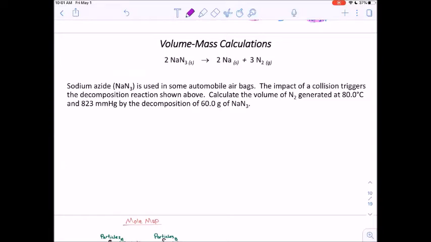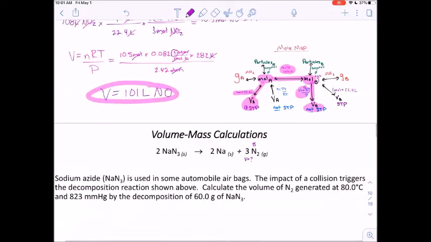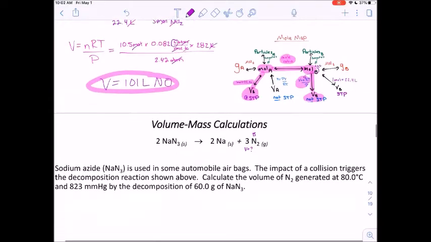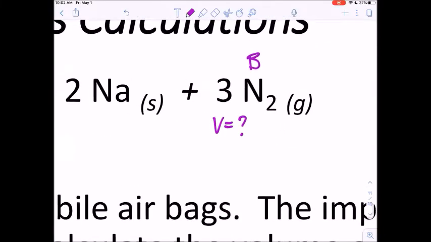The impact of a collision triggers the decomposition reaction that we see above. We're going to calculate the volume of N2. So N2 is my B. I'm looking for information on this, and the information I'm looking for is my volume. It doesn't give me a unit, so I'm going to leave the unit as is. And it's generated at 80 degrees Celsius and a pressure of 823 millimeters of mercury. So I'm going to write down those pieces of information here.